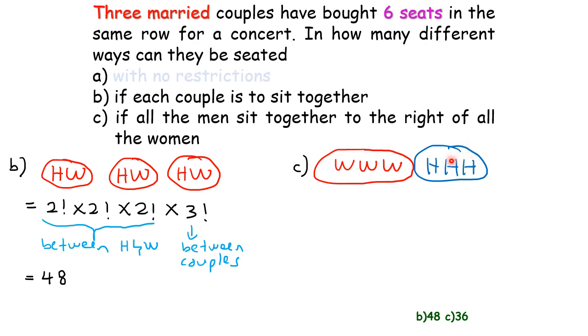So our arrangement will be inside between the husbands and inside between the wives. So that means 3 factorial and 3 factorial only. This is the only arrangement that we have to consider. So the total arrangement will be 36 for question C.